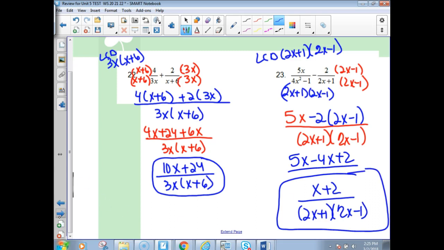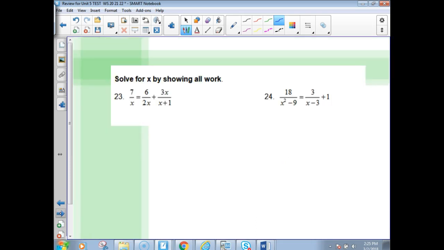Pardon? 5x minus 4x is x. Okay. What? A minus 2 here? I got it. Okay, yep, you got to watch that sign between there. Okay, 20. Oh, there's another 23.